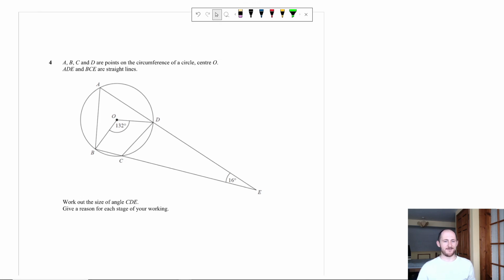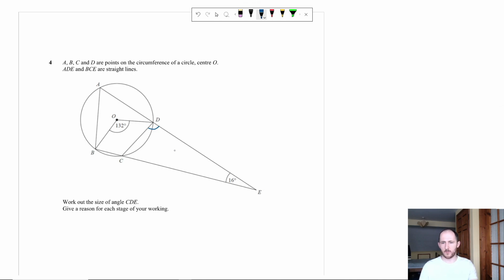Hey. Back to some circle theorems. I love circle theorems. Okay, cool. So A, B, C, and D are points on the circumference of a circle centre O. A, D, E, and B, C, E, yeah, they're both straight lines. They're not tangents. We need to work out the size of the angle C, D, E. So C, D, E, that is this one over here.